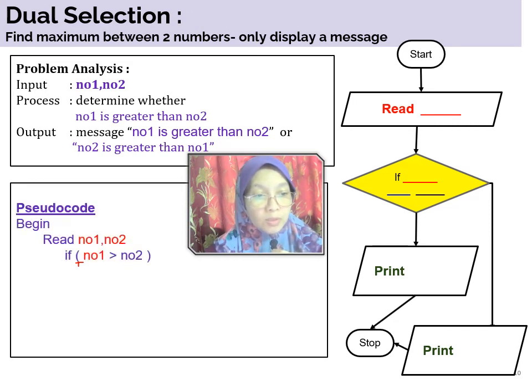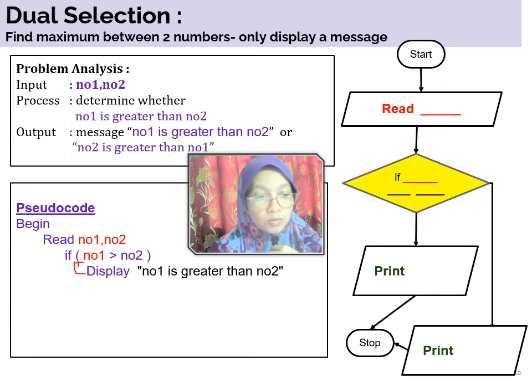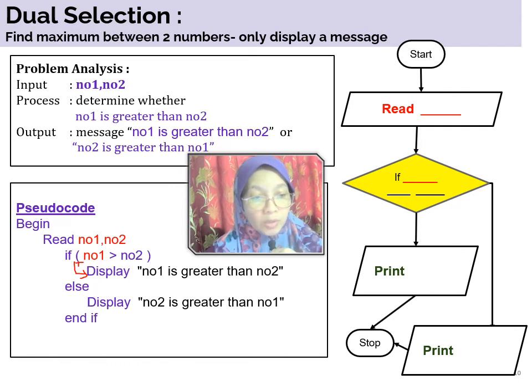Start, read number 1, number 2. If number 1 more than number 2, is it number 1 more than number 2? This is how you should read the action. Then display number 1 is greater than number 2. If the case is true, you should do this. And then else you should do this. Make sure you put an end if, so that you know that the last statement is for else.